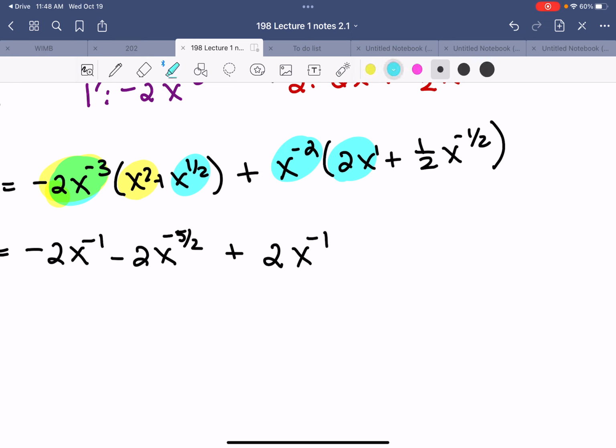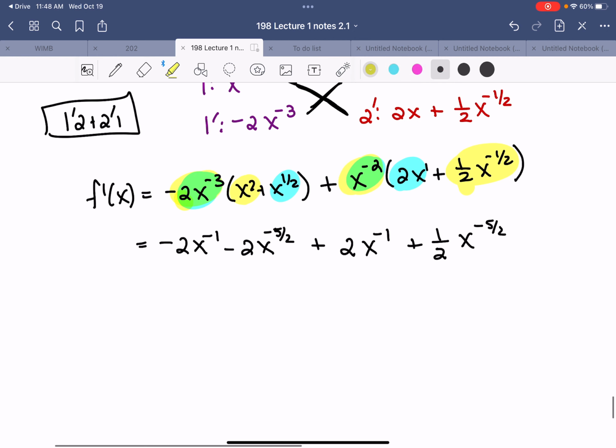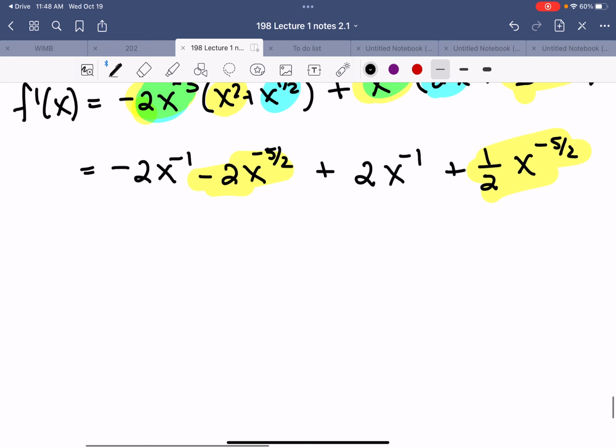And then lastly, I'm taking the x to the negative 2 times the 1/2 x to the negative 1/2. So that's plus 1 times 1/2 is 1/2. We multiply the numbers, we add the exponents on the x's. So negative 2 plus negative 1/2 is negative 5/2. What that means is that these two can be combined. So that's going to give me, oh, and these two can be combined.